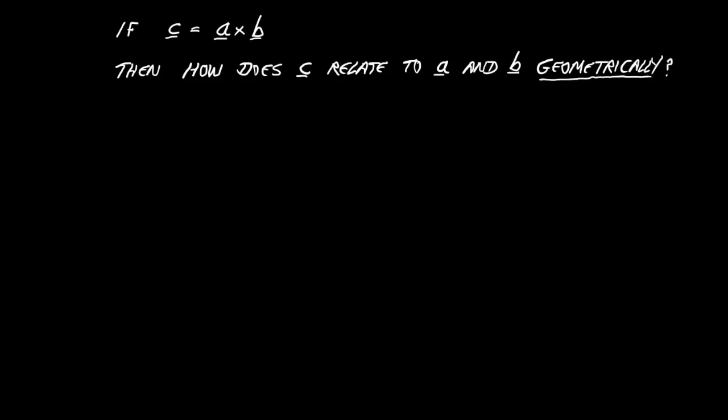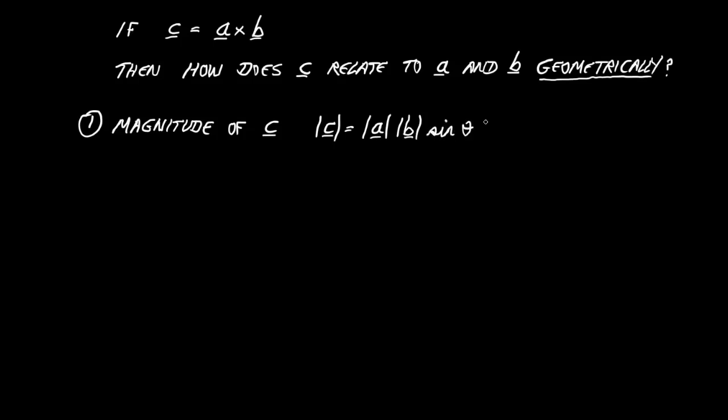So we know that c is a vector, so it has two properties. It has its magnitude and direction. Let's think about the magnitude first. What is the magnitude of c, and how does that relate to a and b? What is the length of that vector? It's pretty simple. The magnitude of c is the magnitude of a times the magnitude of b times sine of the angle between a and b.